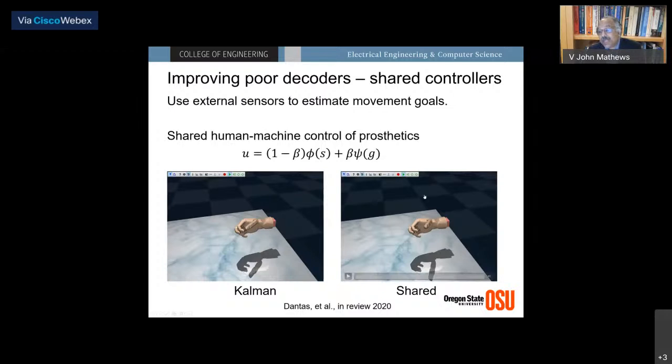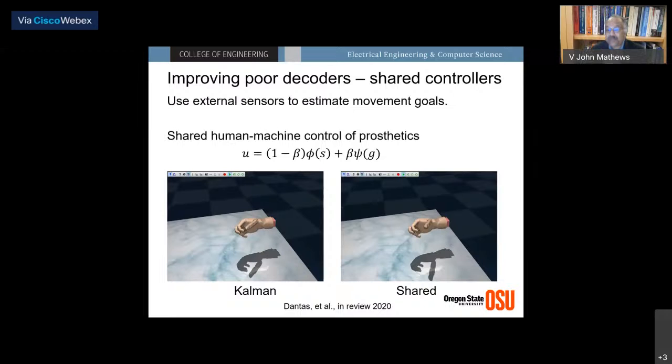So I talked about shared controllers. I just have one slide to talk about. What we do is we create two different types of decoders or movement interpreters, and each of them may have benefits of its own and some drawbacks of its own. We are going to build a controller that's a linear combination of the two. In some sense, you can look at it as a diffusion process, if you are familiar with adaptive filters based on diffusion. It's essentially the same thing.